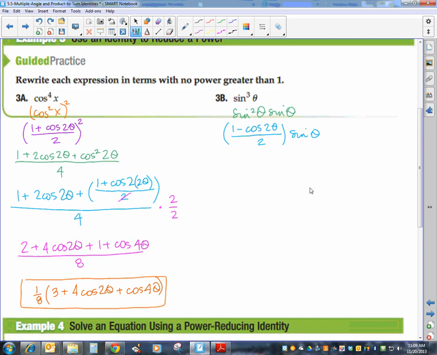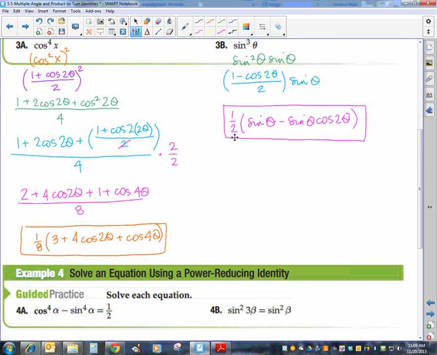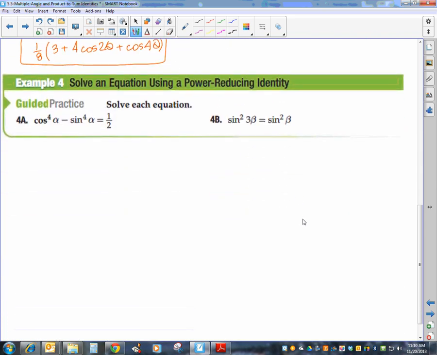Okay, so to simplify that, you can leave it again. I'll write it the other way. I'm going to actually go ahead and distribute that out. If I pull my 1/2 to the front, sine times 1 is the sine of theta, and sine times cosine is going to be the sine of theta cosine of 2 theta. And we have effectively reduced the power of our expression. Okay, now let's go solve an equation.